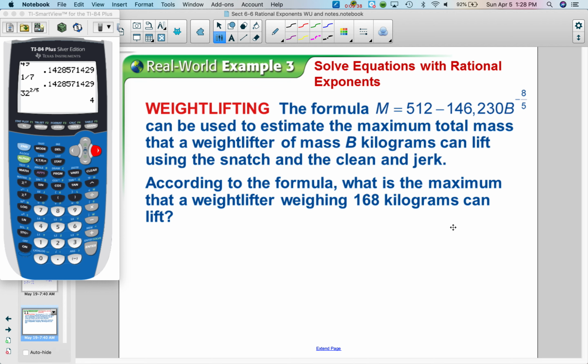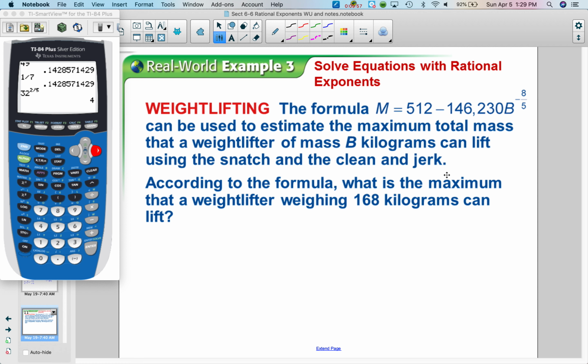So this next problem, the formula m equals 512 minus 146,230 times b raised to the negative 8/5 can be used to estimate the maximum total mass that a weightlifter of mass b kilograms can lift using the snatch and the clean and jerk.